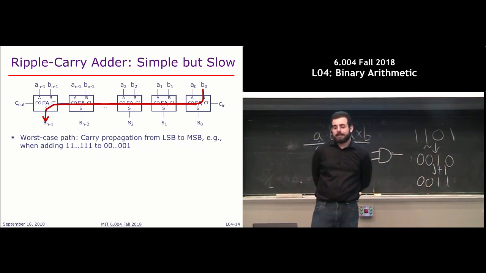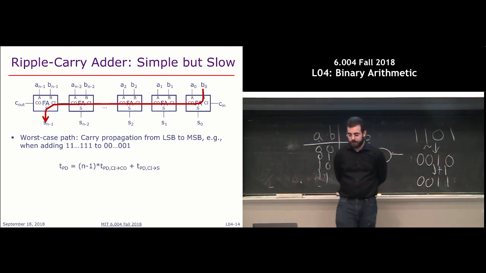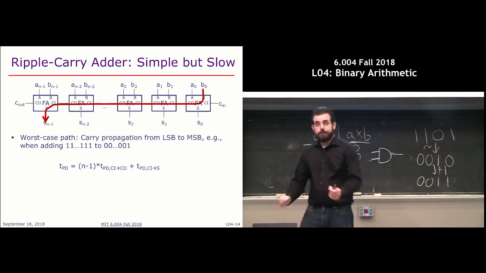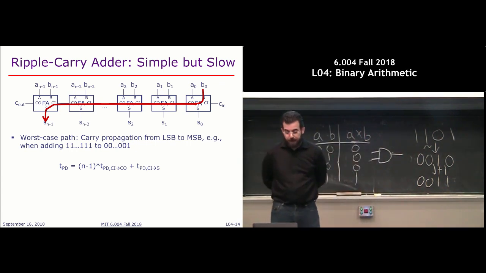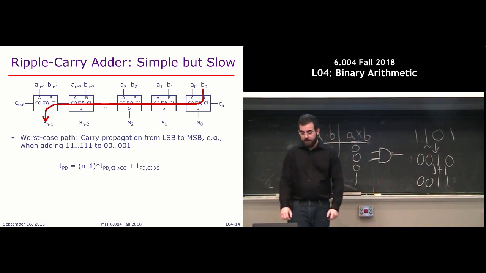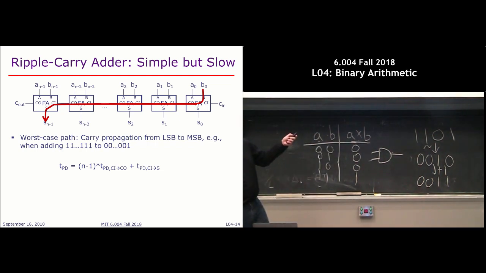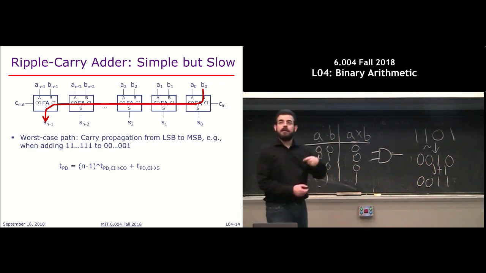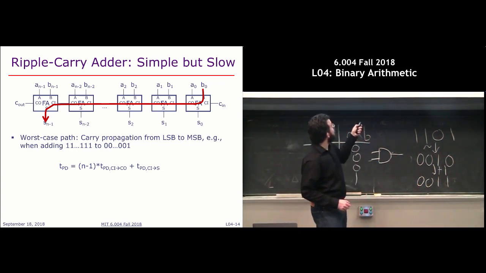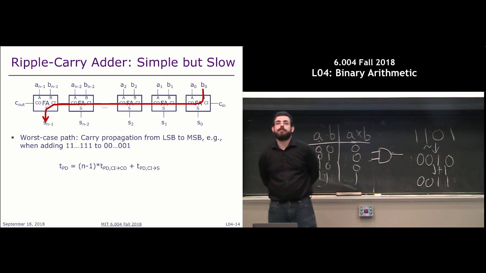So you can derive the exact propagation delay of the circuit by looking at the worst case paths between all the inputs and outputs. If the largest delay that you get is between carry in and carry out, then you'll have n minus 1 times the propagation delay from carry in to carry out. And then, for the last bit, you have to cross an XOR gate from carry in to the sum bit to produce the sum bit.